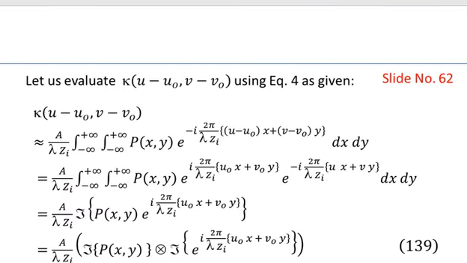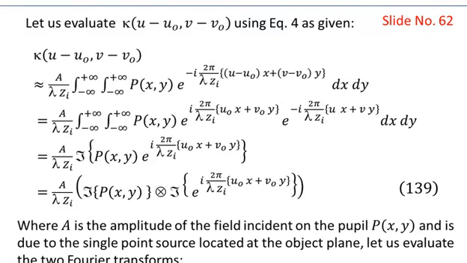Let's evaluate kappa of u minus u naught comma v minus v naught using equation number 4 as given below. So here we are giving the description of kappa. How to evaluate kappa? You know that kappa is related with A over lambda z_i, double integral of P of x,y, which is the pupil function, multiplied by this term e to the power minus iota 2 pi over lambda z_i, and within the curly bracket we have the same arguments as that of the kappa, that is u minus u naught multiplied by x plus v minus v naught multiplied by y, and the integration is with respect to dx and dy.